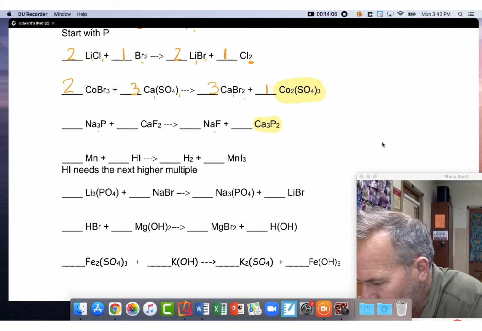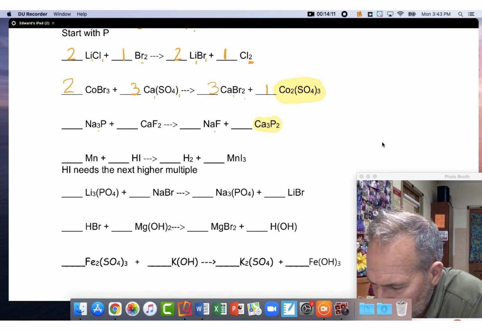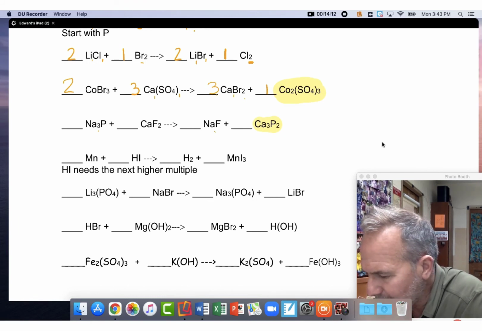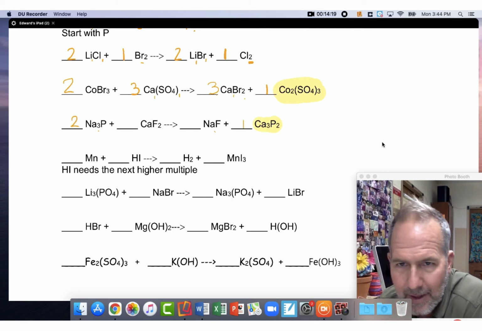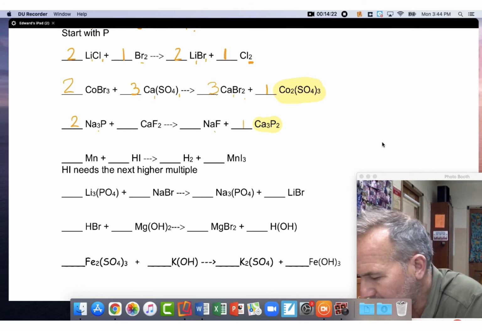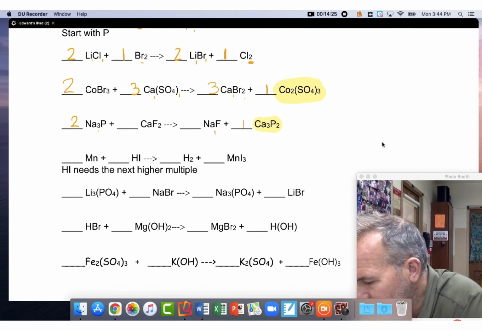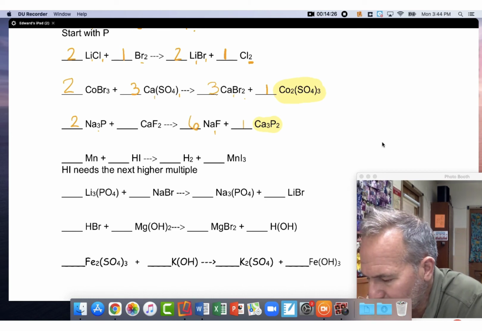We have 2 P's on the right. So we'll put a 1 in front of that, right? And so we have 2 P's there, so we need a 2 in front of this. Now that changed that 2 times 3 for NA, so that'll give us 6 NAs. So we need to have 6 NAs on the right. That gave me 6 Fs.